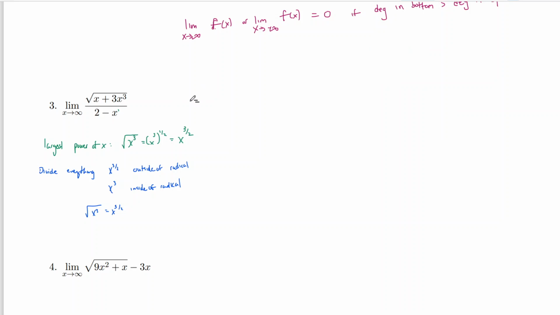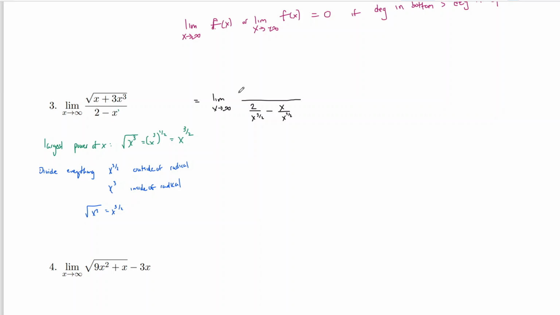So let's go ahead and do it. We want to do the limit as x goes to infinity. Now for the purposes of this one, I'm going to do the bottom first because it's not in the radical. We want to divide everything by x to the 3/2. We get 2 over x to the 3/2 minus x over, oops, that's not 3/2, over x to the 3/2. All right, so we've got that.